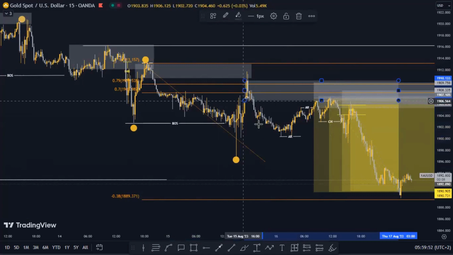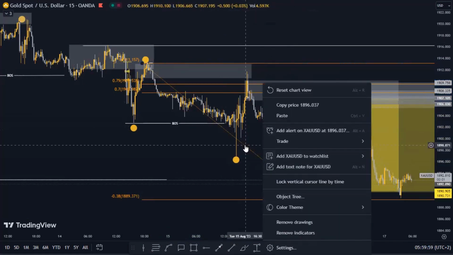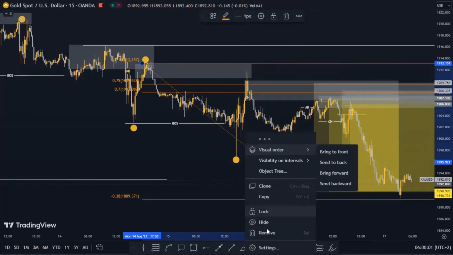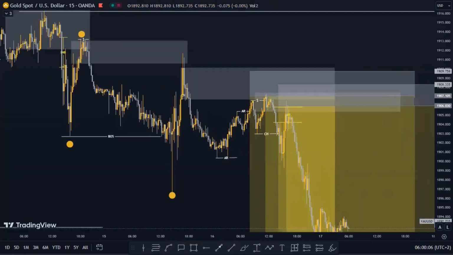Maybe let me change the template. So how did I find my supply area, you ask? It was through, excuse me for a second, let me remove this. How did I find my supply area?